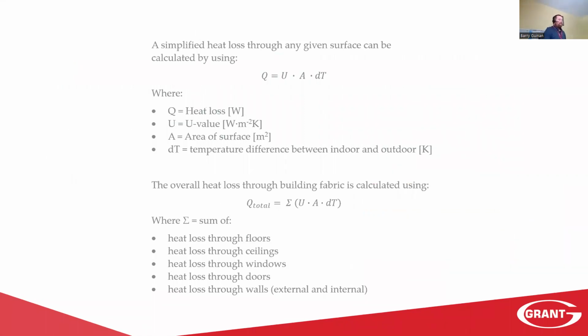To calculate the fabric heat loss, the simplified calculation can be given as Q = U A ΔT. What this means is that Q, the actual heat loss of that element, is the U value of the element times the surface area of that specific element times the temperature difference between indoor and outdoor. The overall heat loss of the building fabric would then be the sum of the heat loss of all the different elements, given their different U values and temperature differences.